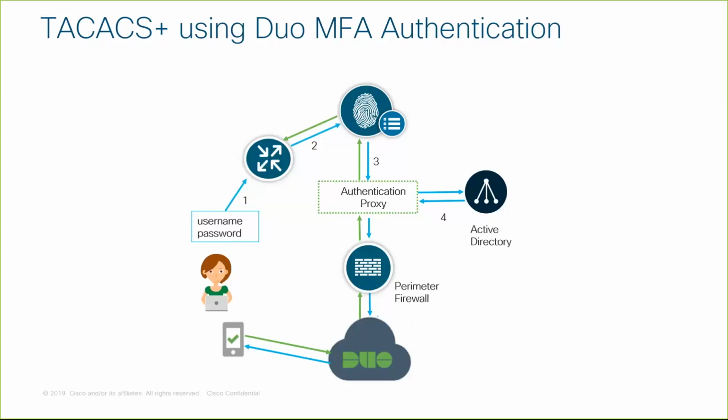Once the first factor completes, then the authentication proxy opens up a tunnel to the Duo cloud, and the user is asked for the one-time password. The user provides the one-time password, right? And it is verified. Once it is verified, then the authorization happens. ISE authorizes the user and allows the right privilege as well as permission for the user to access the network device. Now, this is how the entire thing works.